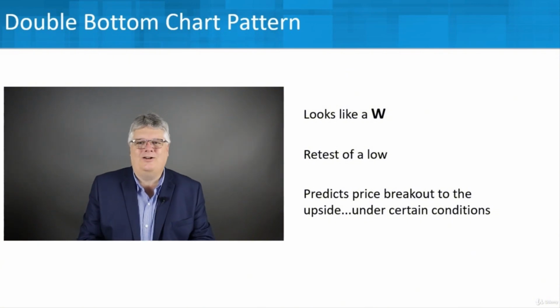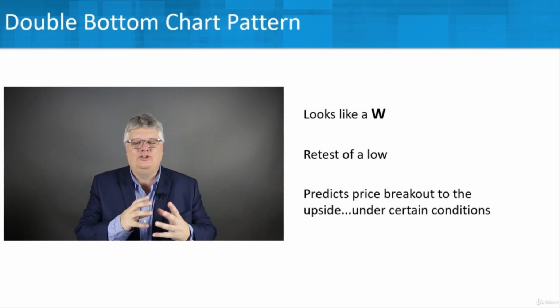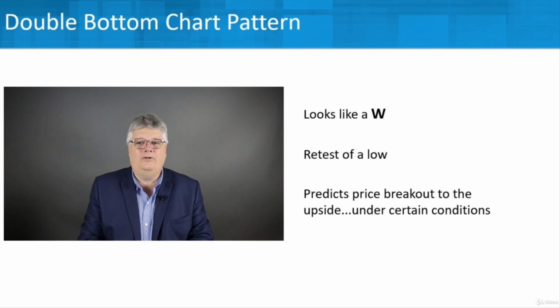But let's talk about the double bottom chart pattern. Basically, it's going to look like the letter W, right? What's happening is you have a downward trend and it's retesting these lows at the bottom of the W. The idea is it's going to predict a price breakout. It's going to reverse out of the downward trend and break out to the upside. That's the idea, under certain conditions. So let's look at how those form and how we can trade off of those.